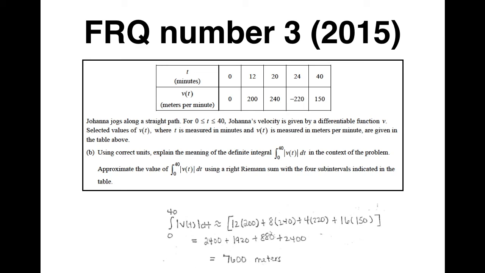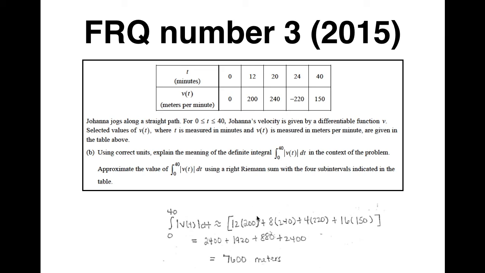To approximate the value of the integral using a right-Riemann sum, we are told to use 4 subintervals. So there are 5 points. That makes 4 subintervals. We have the first subinterval from 0 to 12, then from 12 to 20, 20 to 24, 24 to 40. For each of these rectangles that are created with these 4 subintervals, we have to use the right endpoint, and be careful, we are using the absolute value of the velocity.